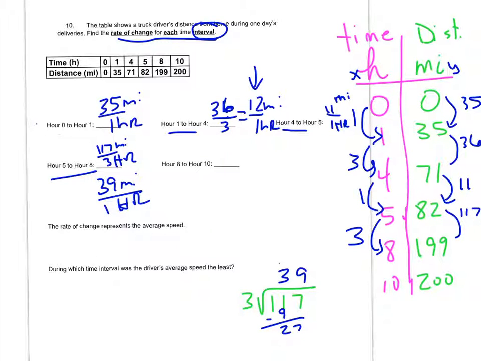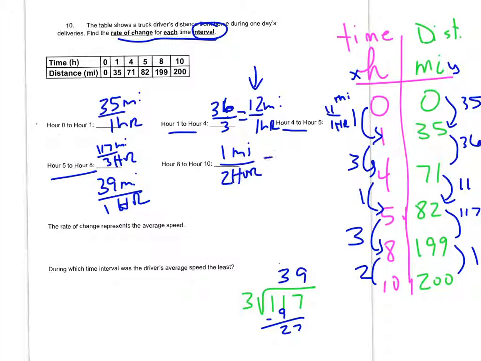And then finally, 8 to 10, well that's 2. And 199 to 200 is a change of 1. So this is going to be 1 mile in 2 hours. Okay? 1 mile in 2 hours. Must have been a wreck or something. They didn't go very far.